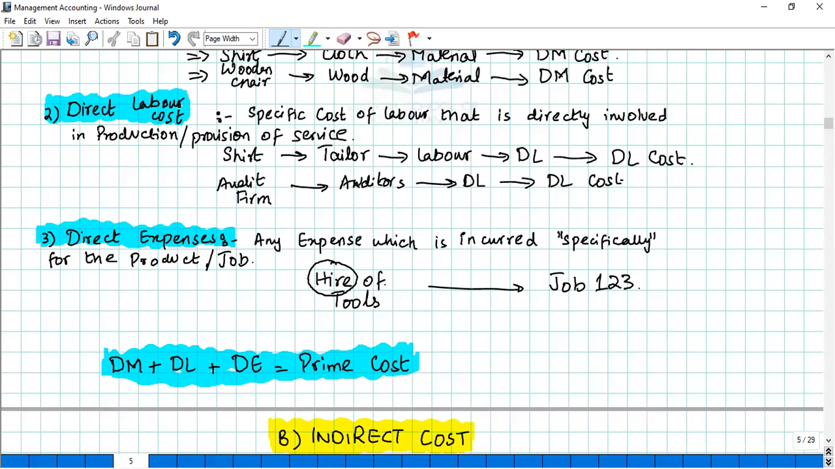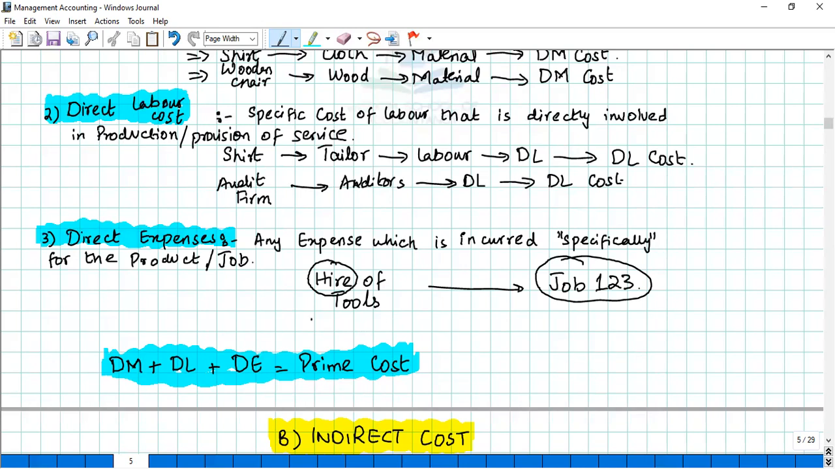Because you have incurred this expense only for this job, this expense will be known as your direct expense. If you were using these tools in different jobs, like five or six different jobs, then this would not be a direct expense. Direct expense is the one that you are incurring specifically for a single reason. Okay, so this is your direct expense.